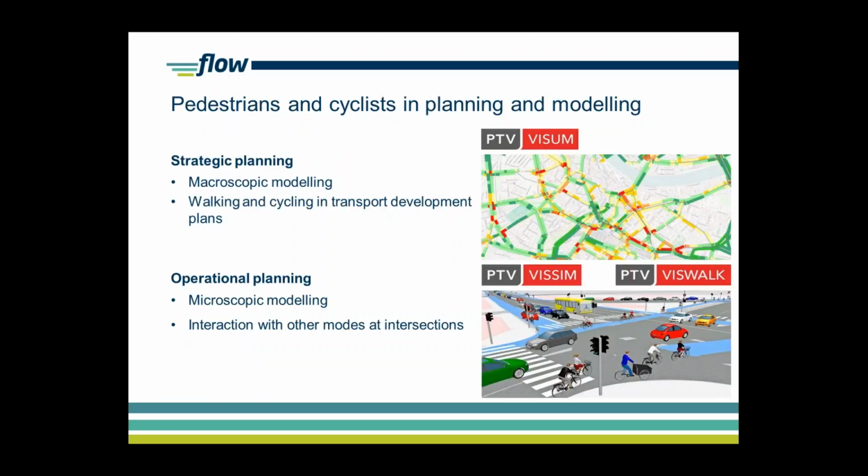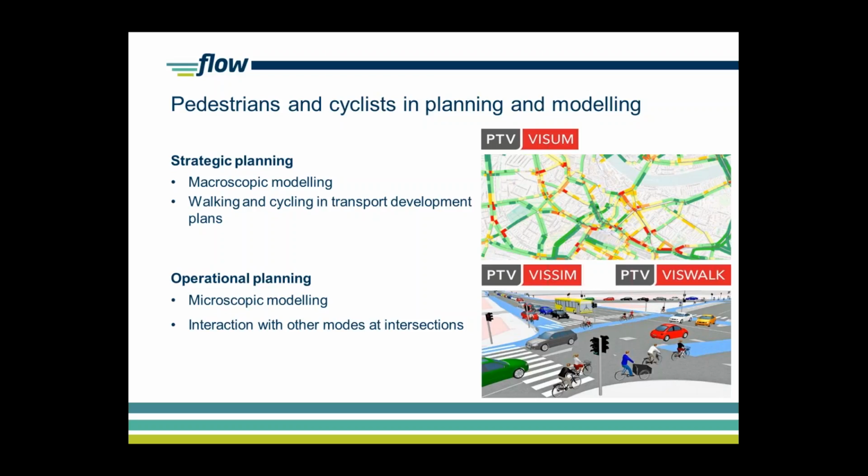So, pedestrians and cyclists in planning and modeling. This is one of the key things that we're looking at in FLOW. If we talk about the role that cyclists and pedestrians play in transportation, then we need to look at modeling them as well. So how do we take them seriously as modes of transportation? How do we model them?